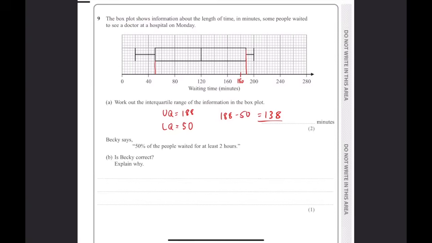Becky says 50% of the people waited for at least 2 hours. So 2 hours would be here, and 2 hours is exactly on the median, and the median is the middle value once we put them in order. So because the median is equal to 2 hours, then 50% did wait longer than 2 hours.